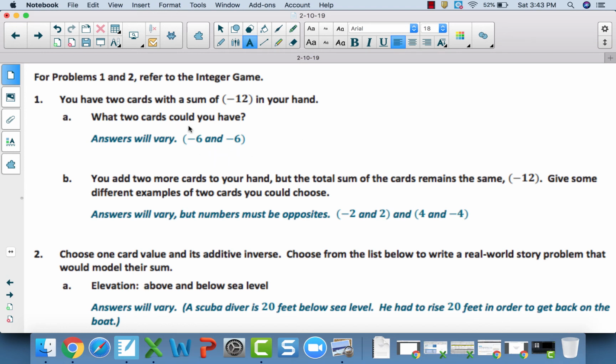But you should have two negatives because you would start at 0, move 6 to the left, and another 6 to the left. That gets you to -12. Okay? -9 and -3, you would move 9 to the left, and then another 3, that gets -12.